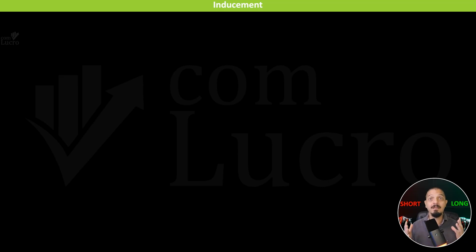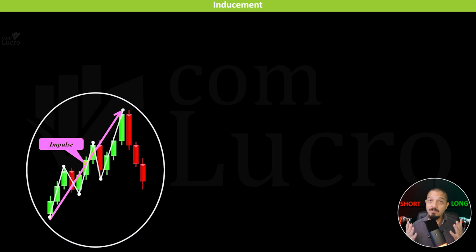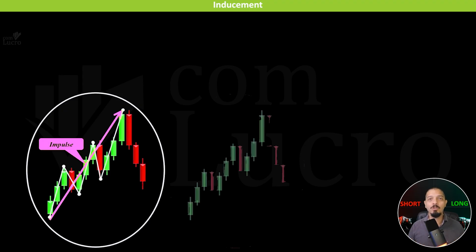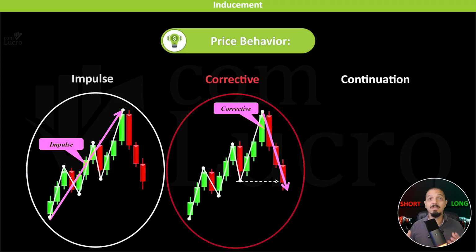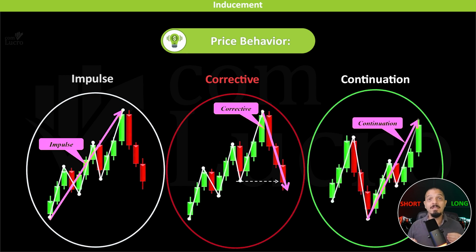Now let's dive in. First, we need to understand the fundamentals of price behavior from the market structure standpoint. Price movement consists of three key submovements: impulse, corrective, and continuation. Each of these submovements includes specific candlestick patterns. Let's break down each one in detail.